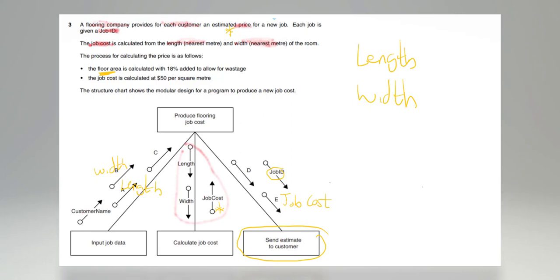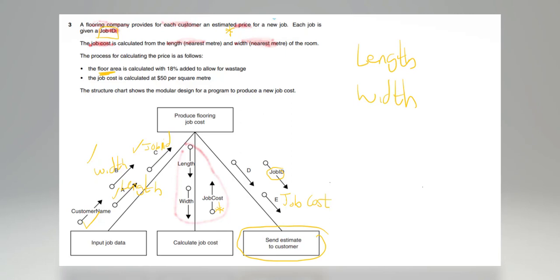In addition, because it says here each job is given a job ID, we input this brand new job, therefore this is a job ID as well. So you come into my shop, you sit down with me, I get your name, I get the width and length of your room, and I create a job ID for you. This information, the length and the width, is passed to the calculate. We then have job cost.